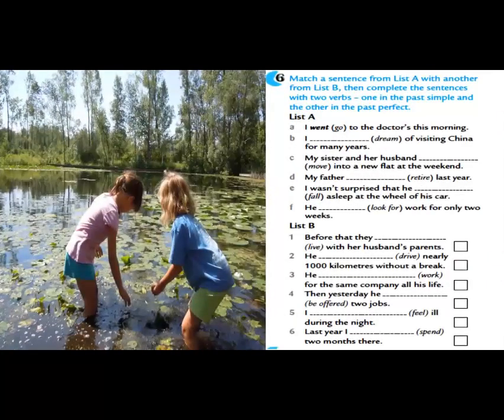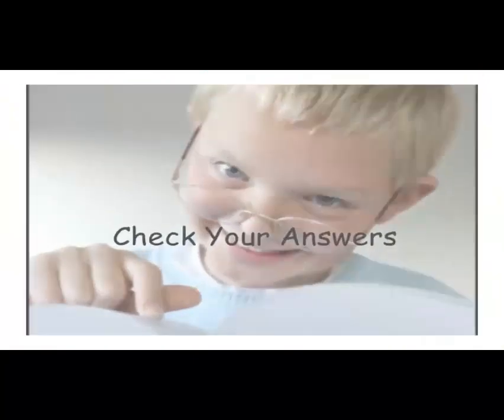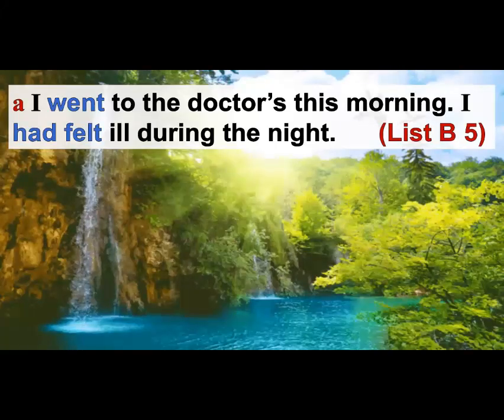Now, exercise number 6. Match a sentence from list A with another from list B. Then complete the sentences with two verbs, one in the past simple and the other in the past perfect. Now let's check the answers. Sentence A. I went to the doctor's this morning. I had felt ill during the night.